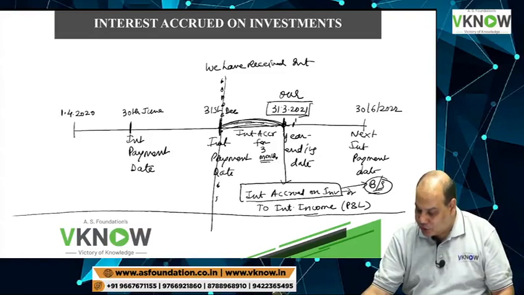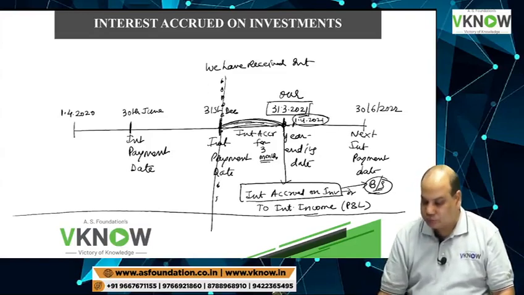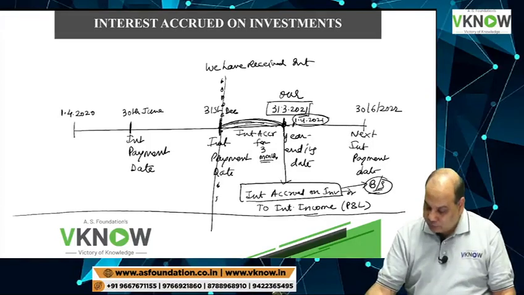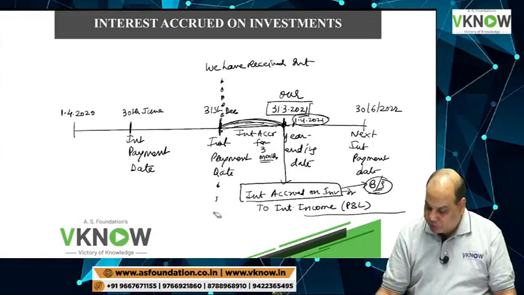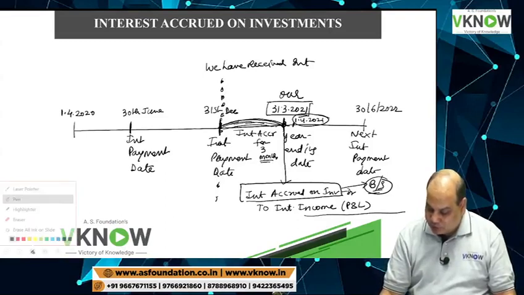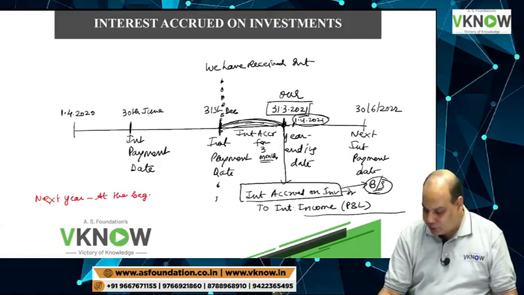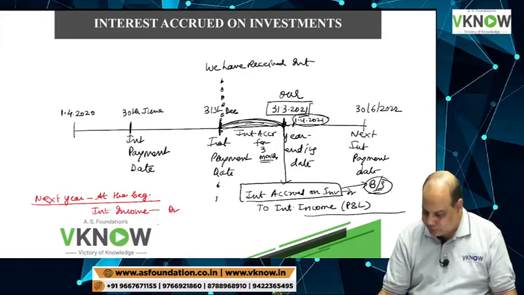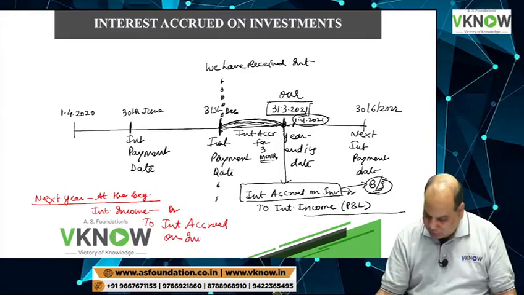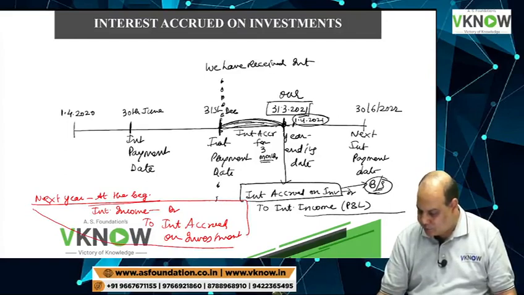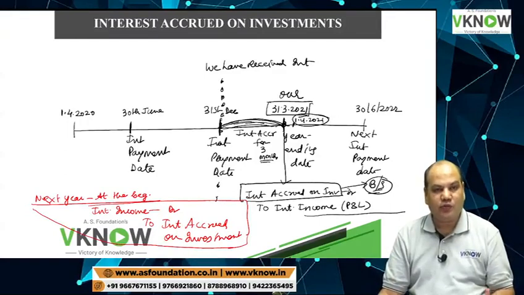Now what will happen on 1st April 2021? Next year, reverse the entry. Next year at the beginning, what entry will we pass? Interest income account debit to interest accrued on investment. Reverse the entry, because this income will be received in this year for the full 6 months. Don't worry. So reverse the 3 months entry.